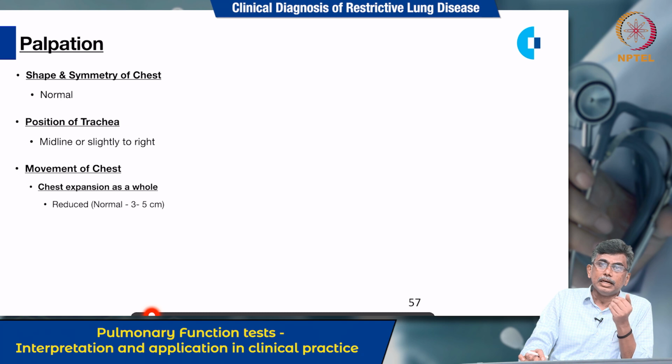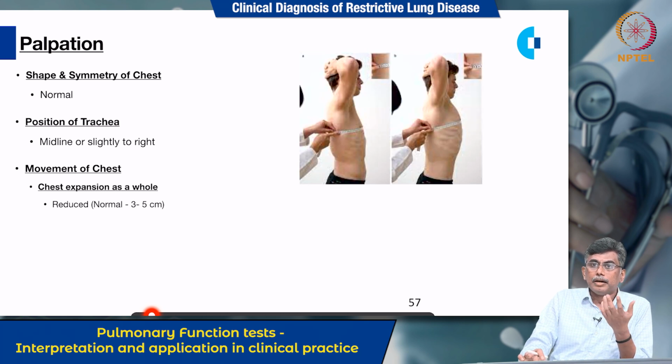Then we see the movement of the chest. This is a very important point. Movement of the chest, we do it in two ways. One, the whole chest movements, which is after a forced expiration, the maximum inhalation is done. The difference in expansion is calculated, and it is usually 3 to 5 centimeters. Here it is reduced. So in restrictive lung disease, this chest expansion is reduced.